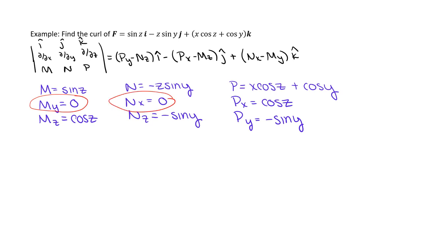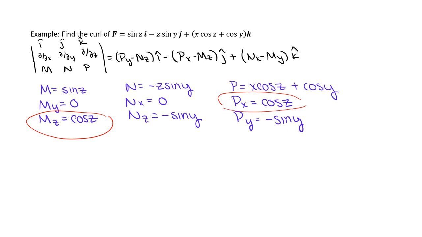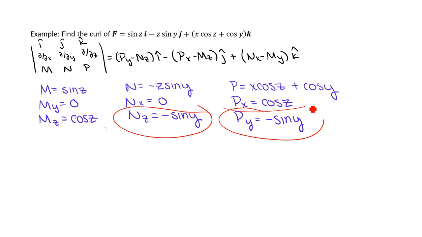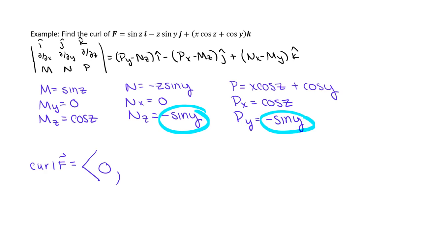So while I have these derivatives up on the screen, notice for this one, the my and the nx are the same. They're both 0. The mz and the px are both the same, cosine z. The nz and the py are both the same. So we have just shown that this is a conservative vector field. This is a vector field that has a potential function.